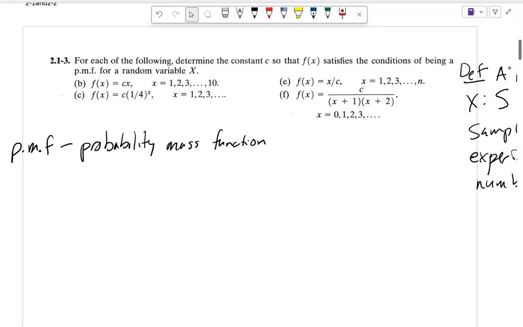If we plug in all of these numbers and add them up, what better we get when we're done? 1. If it's going to assign probabilities, when I add all those up, it better get 1, right? So that's how we're going to figure out what the constant is, okay?